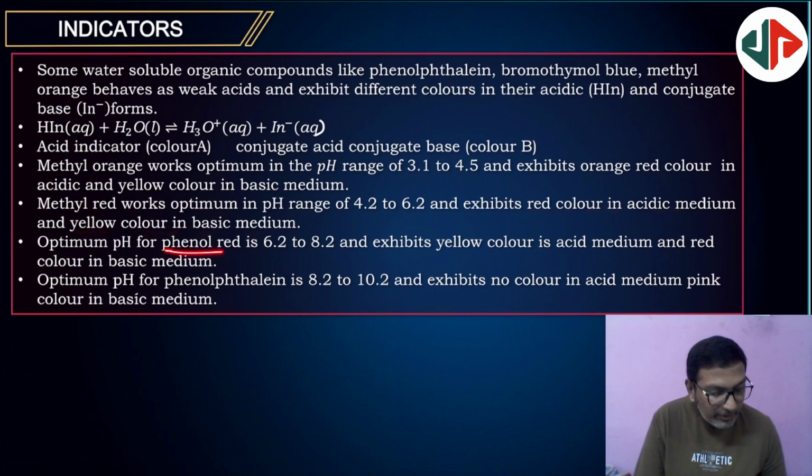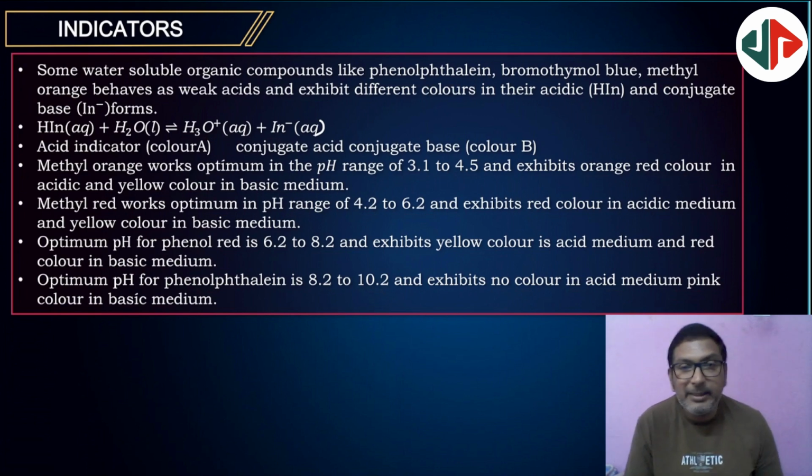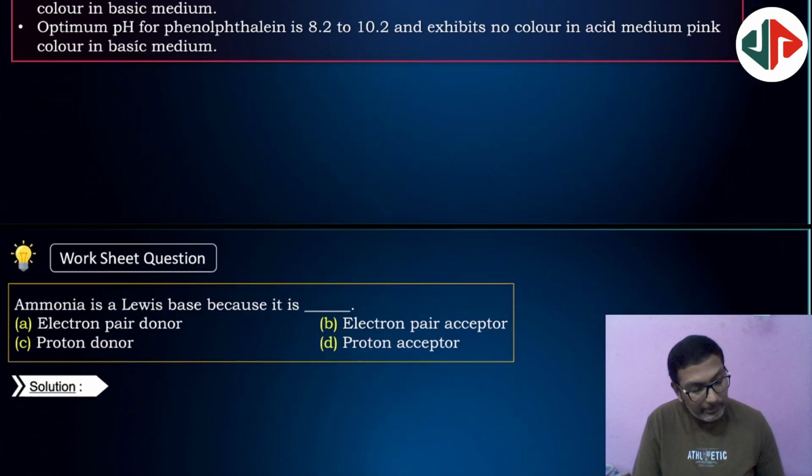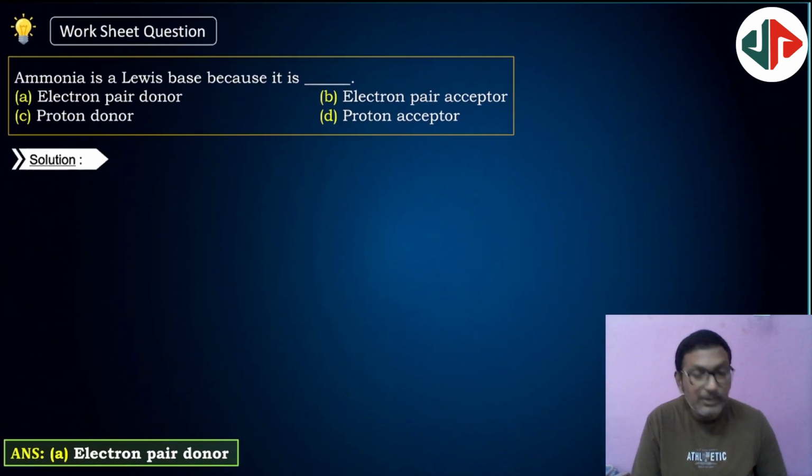Next, phenol red 6.2 to 8.2, yellow in acidic, red in basic. Phenolphthalein, which is very important, 8.2 to 10.2, no color in acidic medium, pink in basic medium. Therefore, phenolphthalein is also known as a basic indicator. Methyl orange and methyl red are acidic indicators. Next, we will discuss worksheet questions one by one.